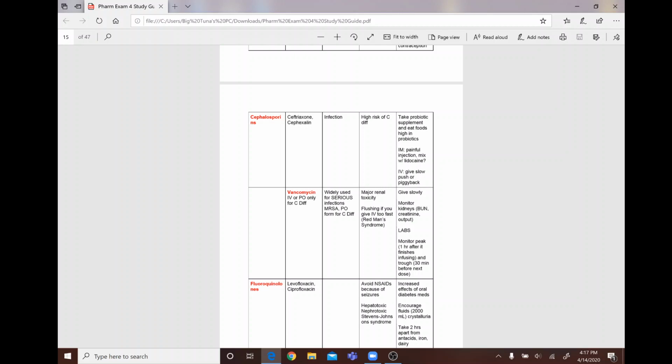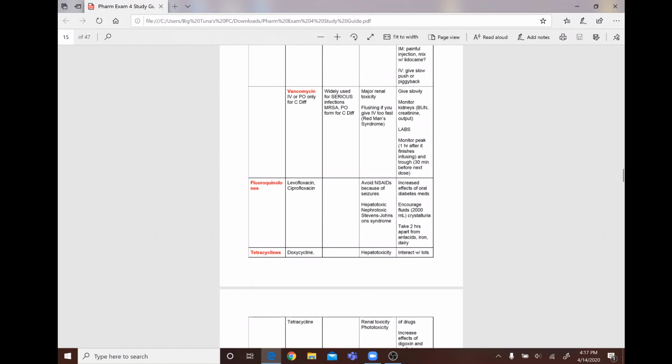What things are we going to monitor when someone's taking vancomycin? We're going to monitor the kidney, so like BUN, creatinine, and urine output. Then we're going to monitor peak and trough levels, peak being 1 hour after, and trough being 30 minutes before the dose.